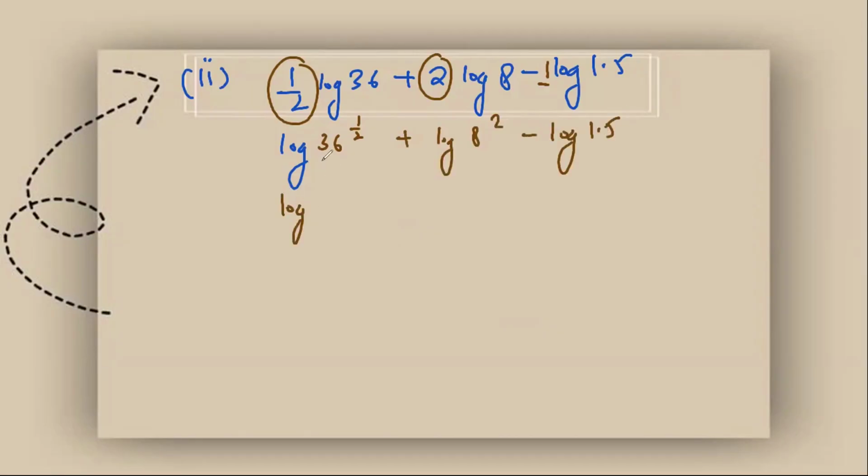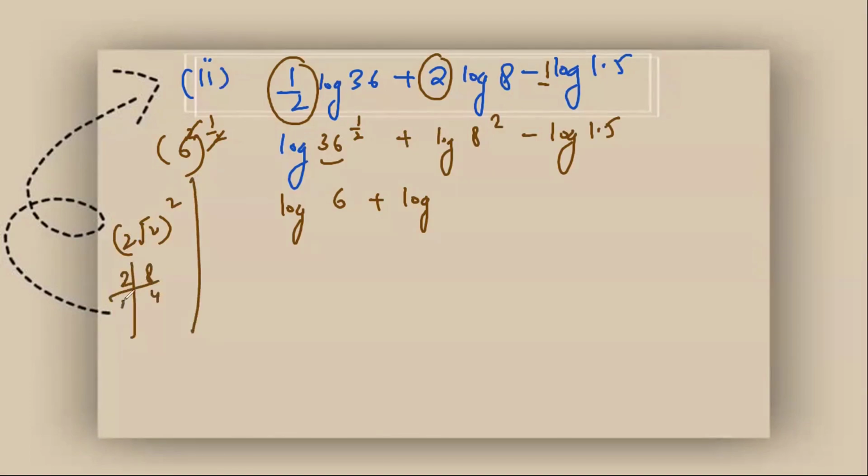Now we know that 36 we can write as 6 raised to the power 2. And already we have the power half. So it will cancel out. So we got 6, and 8 we can write as 2 root 2 wholes, 2 root 2 only. Why is 8 2 root 2? If we take the LCM, it will be 2, 4, 2, and 2. So one pair will come outside, and there is no pair here, so it will be 2 root 2 only. So it becomes 2 root 2 whole square and minus 1.5, right?